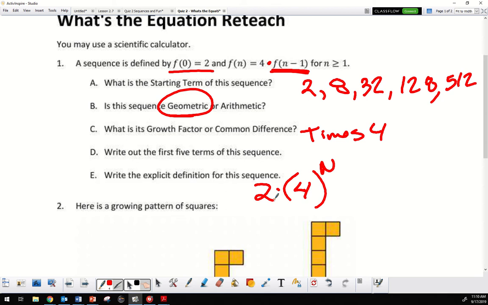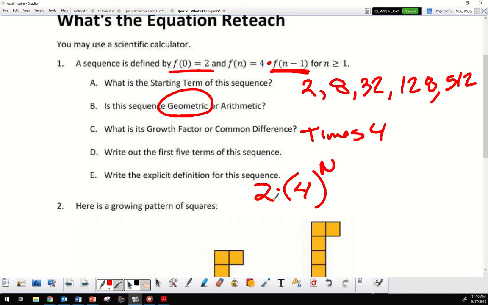So as I enter those numbers, let's see if it does work out still. So 0. If I start with 0, 4 to the 0 power, anything to the 0 power is 1. 2 times 1, that's 2. Okay, that's good. Next one is going to be a 1. 4 to the first power is 4 times 2, 8.